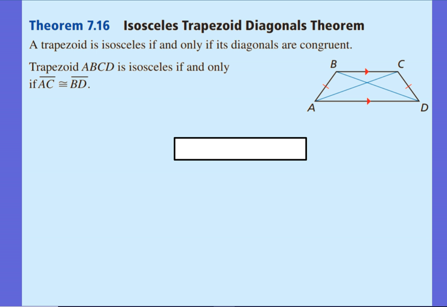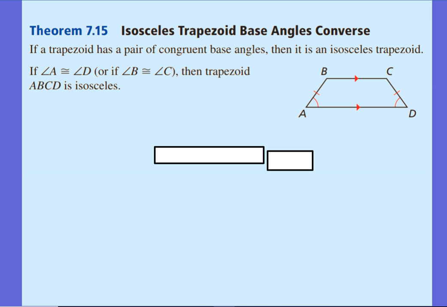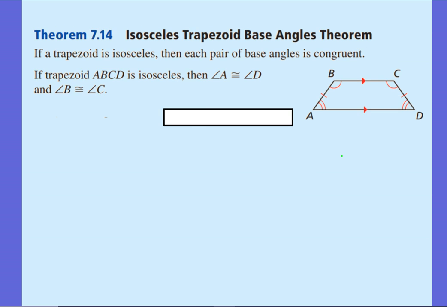All right, we have isosceles trapezoids knowing that the diagonals are congruent. All right, we know that if the base angles are congruent, then it's an isosceles trapezoid. And if it's an isosceles trapezoid, both pairs of base angles are congruent to one another. Let's take a look at one example of how we can put this into practice a little bit.